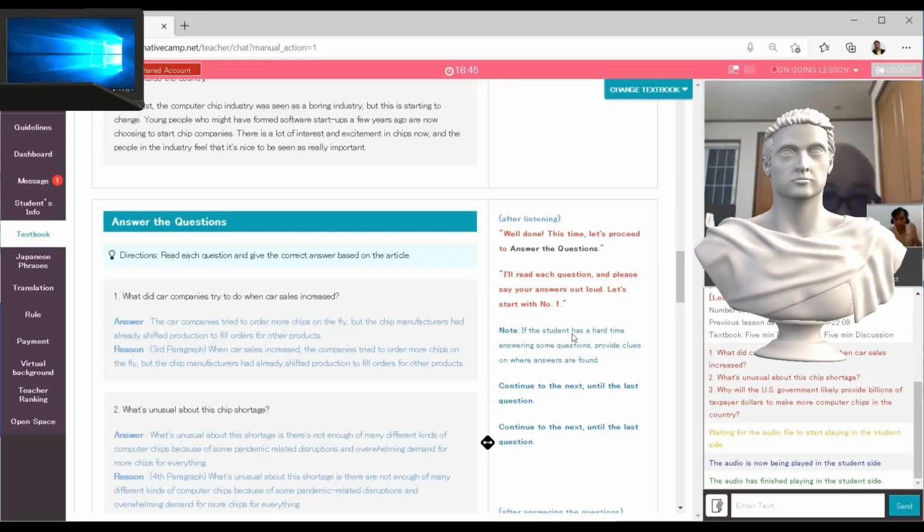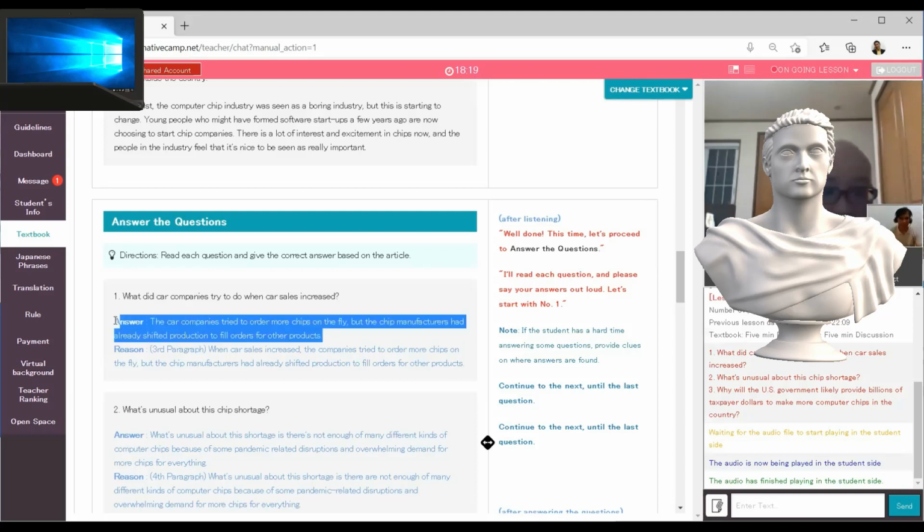Let's start with number one. What did car companies try to do when car sales increased? When car sales increased, the companies tried to order more chips on the fly. Okay, very good. That's the correct answer for number one.